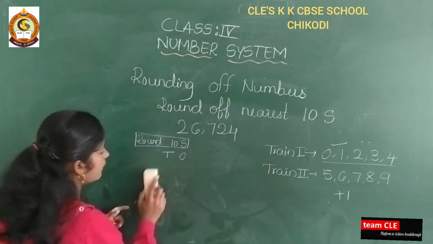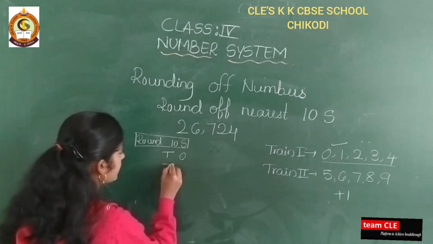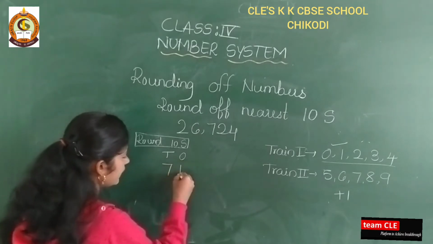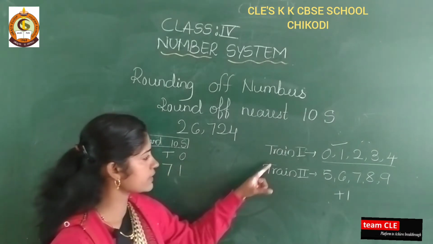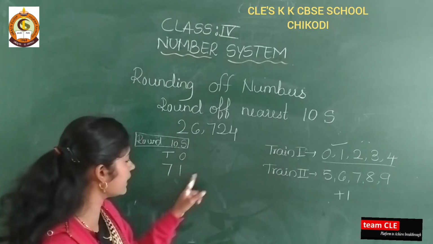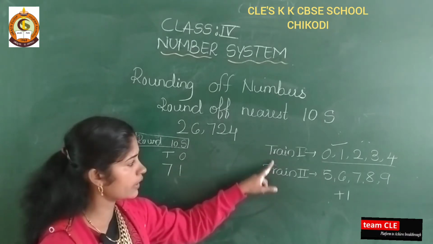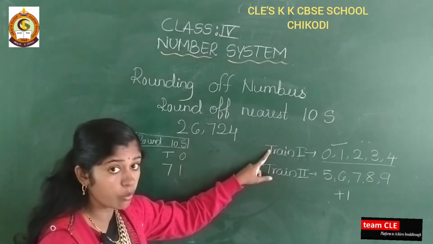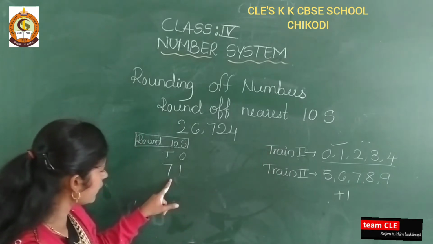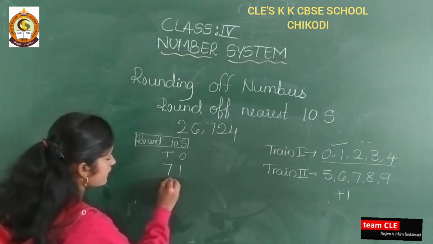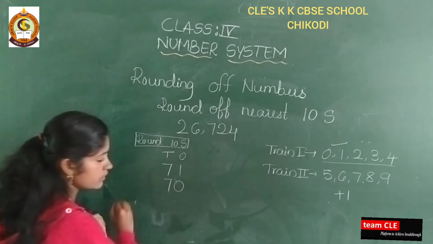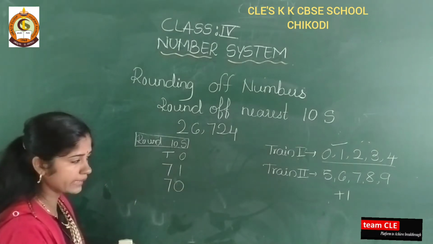So let us take one more example. I will take here 71. So just see, the 71 is there in the tray. The 1 is there in tray number 1 or tray number 2? Yes, it is there in tray number 1. So here there is no need to add 1. You write 7 as it is. This 1 becomes 0. I hope you are getting it.